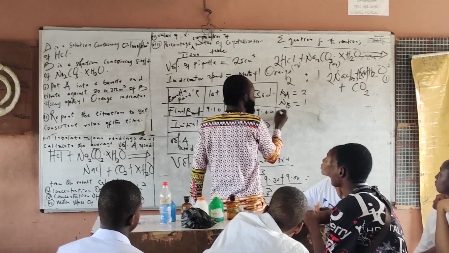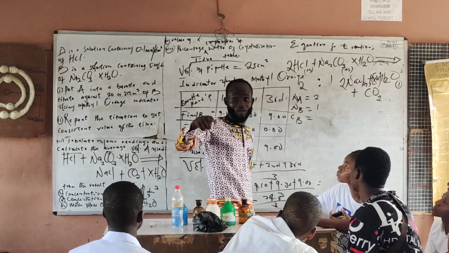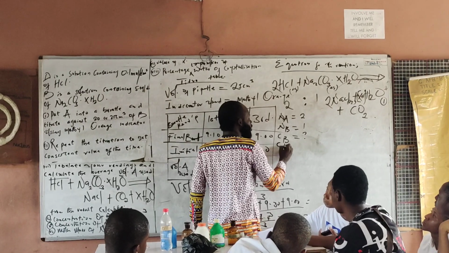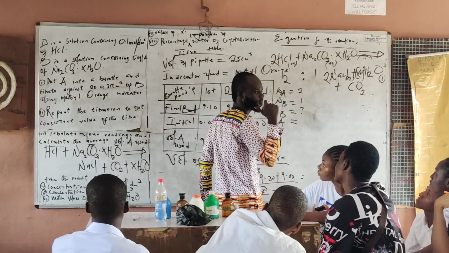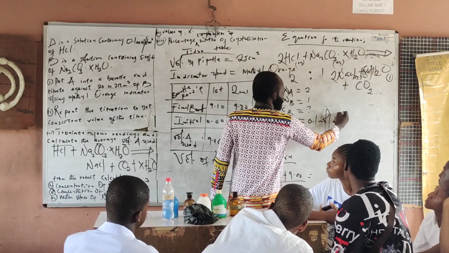Then from the question, what is CB? Concentration of B, was it given? No. Concentration of B in mole per dm cube, was it given? No. So we have a question mark for B. The next one is concentration of A, was it given? Yes. What is the value? 0.1 mole per dm cube.